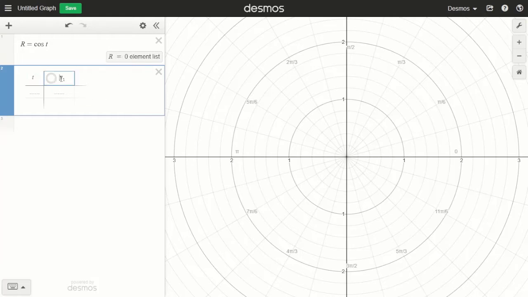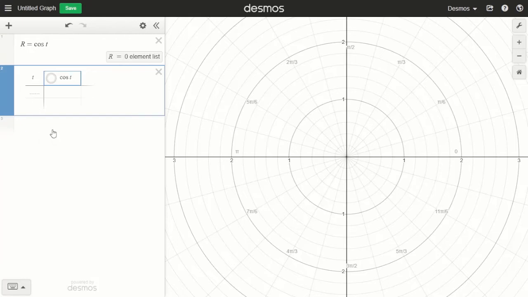This column right here is the dependent variable. But sadly, Desmos is not powerful enough for me to just type r here, so Desmos still requires you to put in the actual cosine of t. So I'm going to type cosine of t. Now this is r, the radius as a function, the dependent variable, and this is t. Then we can leave that there.